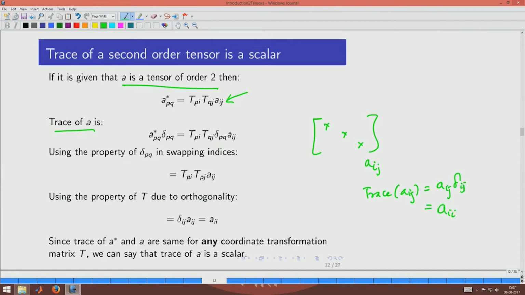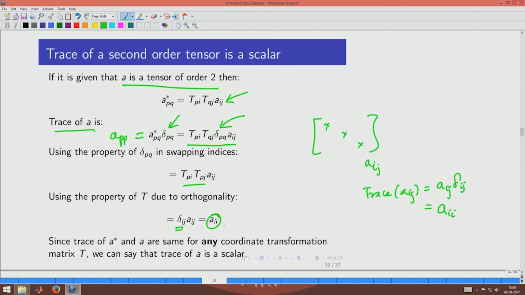So, the trace of A is then given. We take this quantity and introduce delta because we want to take a trace. Once you take the trace, you can see that the same properties of the Kronecker delta can be used to swap the indices, and then we get the two t's. We then use the orthogonality of the coordinate systems to reduce the two transformation matrices into the delta, and then we see that the trace comes out here.